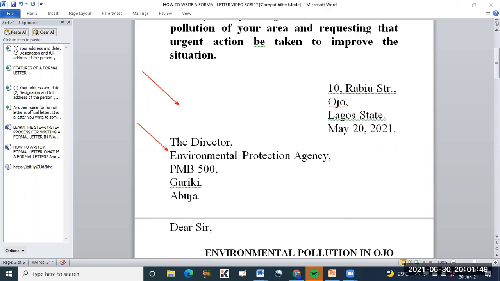So we are asked to write a letter to the director, and of course, that is what makes it a formal letter, because we are writing to the director. The director is not his personal name, but it is his official title, because he occupies that office, the office of the director. So that makes it a formal letter. So here we come up with his designation, the director, then followed by the full address. The address here is Environmental Protection Agency, PMB 500, Gariki, Abuja.